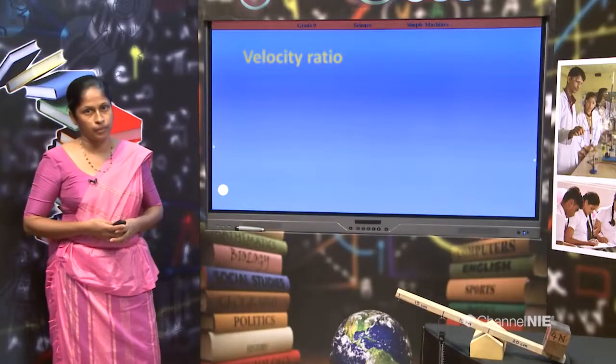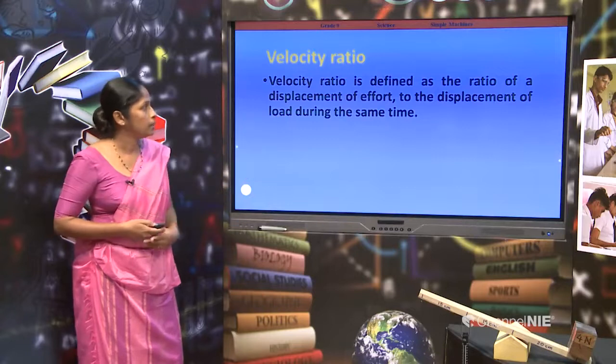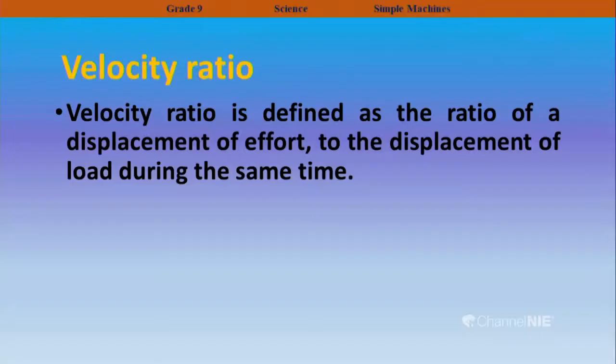Velocity ratio. Another special factor that we have to discuss about simple machines is velocity ratio. In third order levers, I told you it is a distance multiplier. That means the ratio between the distance moved by the effort and the distance moved by the load is called velocity ratio. It can be defined as the ratio of the displacement of effort to the displacement of load during the same time.